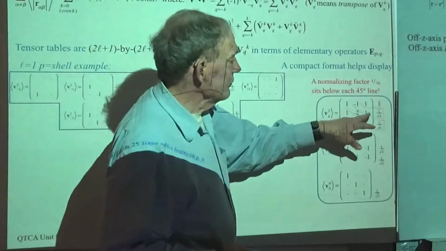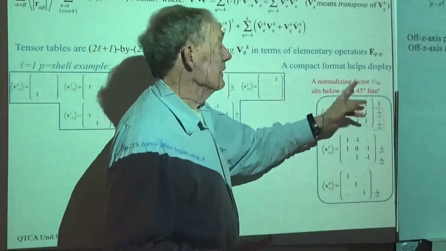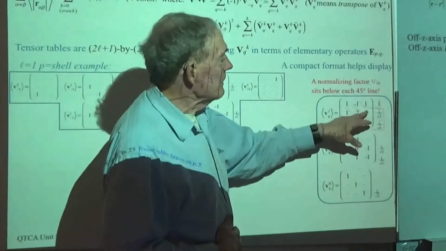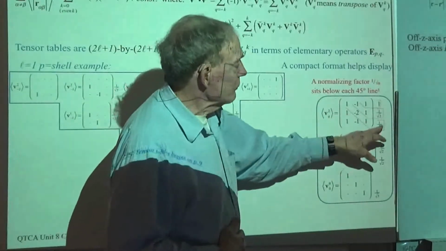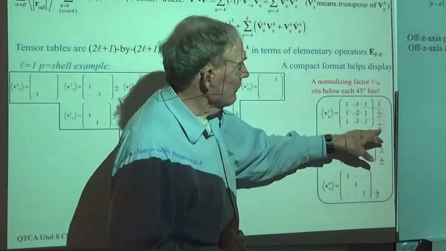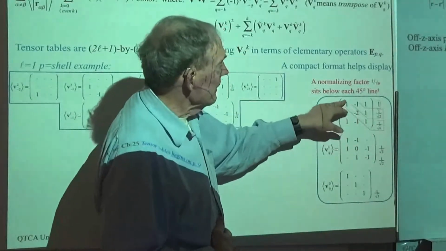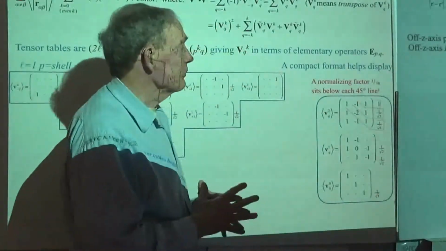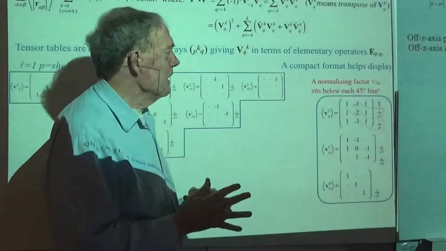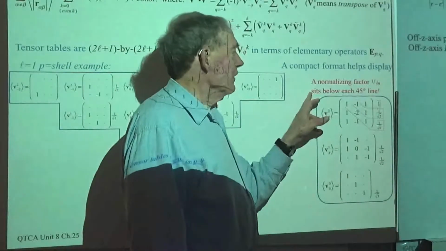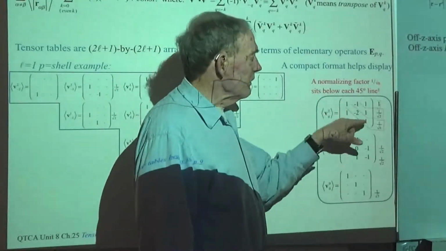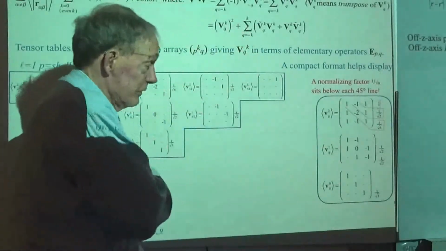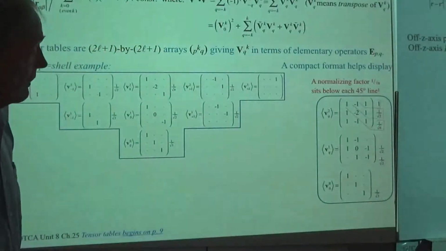I have to make sure that I multiply that by 1. I don't have to do anything with that one, but I have to put a 1 over the square root of 2 on both that number and that number. And then this one demands that a 1 over the square root of 6 go on that number and that number. So each normalizing factor, usually a 1 over square root of an integer, sits just below each 45-degree line, demanding to be added to each of the ones above it.